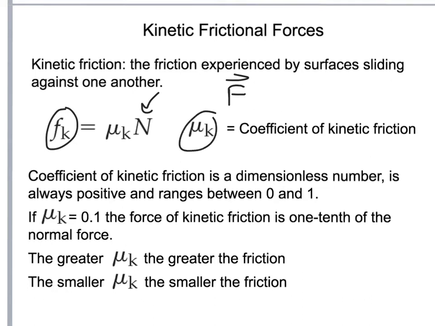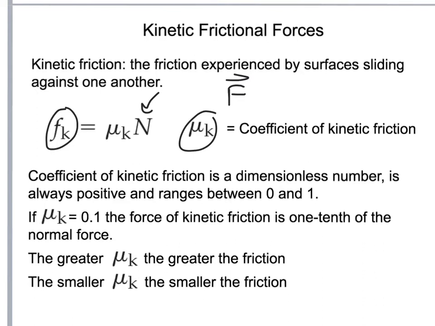And then this mu sub k, that's the coefficient of kinetic friction. And the coefficient of kinetic friction, it's a dimensionless number, no dimensions to it, and it's always positive, and it ranges anywhere from 0 to 1. So ice is closer to 0 with very little friction. But then the greater the number, the closer to the number 1 you get, the greater the friction. So something that has a coefficient of kinetic friction of 1 is going to be extremely difficult to move.